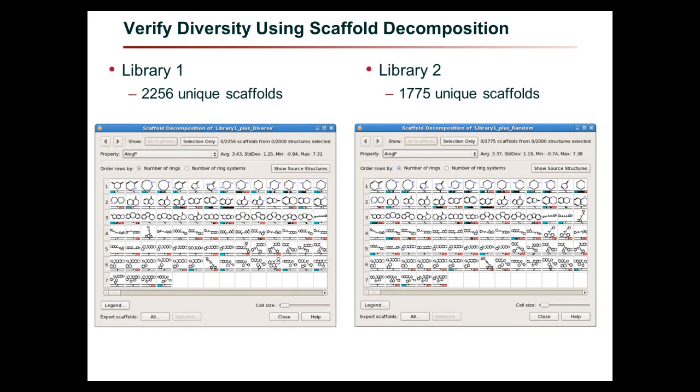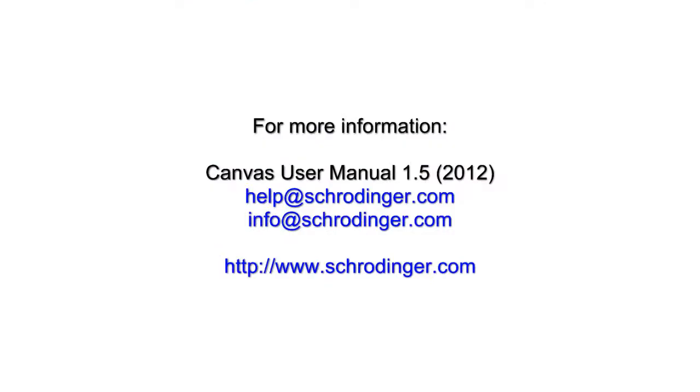One useful task I didn't mention is that you can also use Scaffold Decomposition to verify the diversity of libraries. So for example, counting the number of unique scaffolds produced by Scaffold Decomposition from 2 libraries should provide you with some indication as to how diverse the libraries are. In other words, the library with the most unique scaffolds would represent a library that is more structurally diverse than the other.